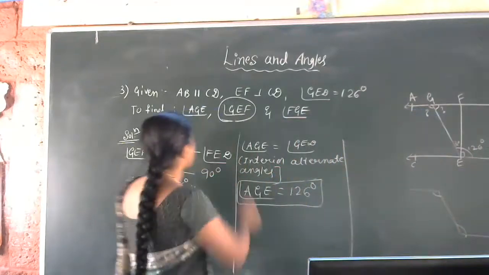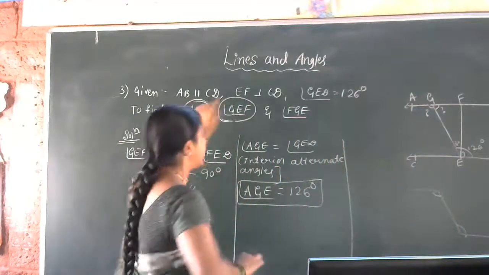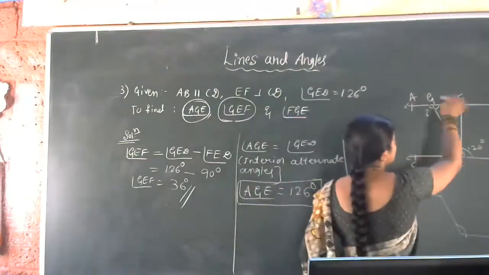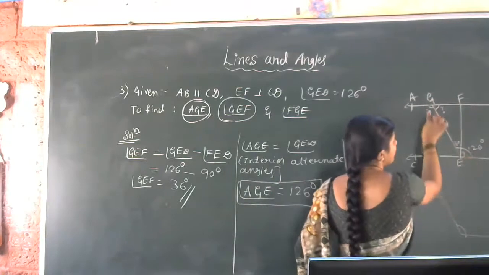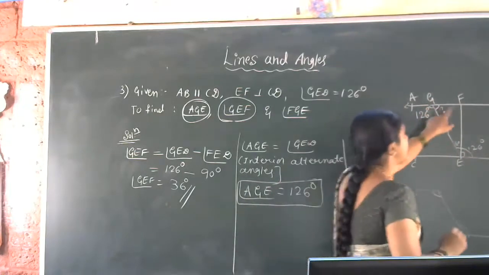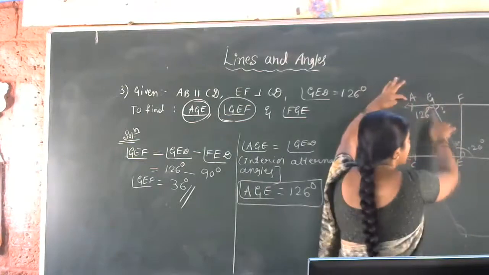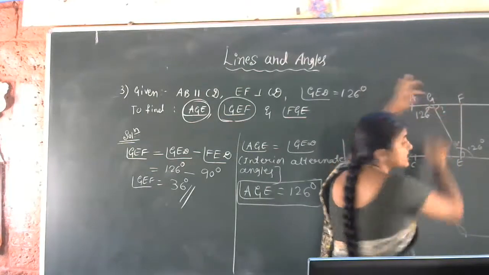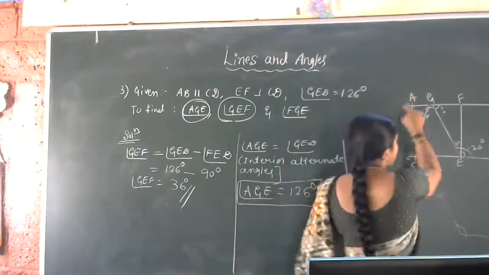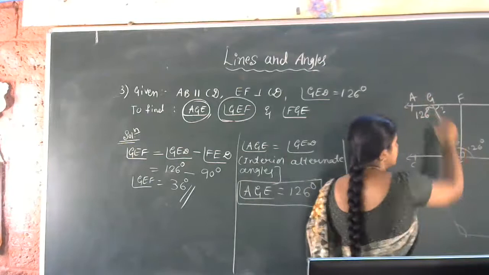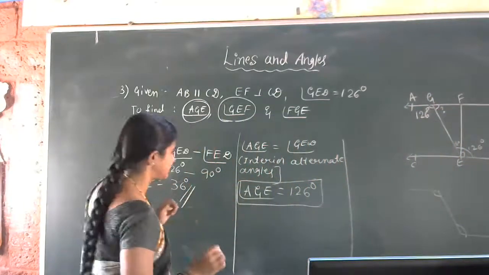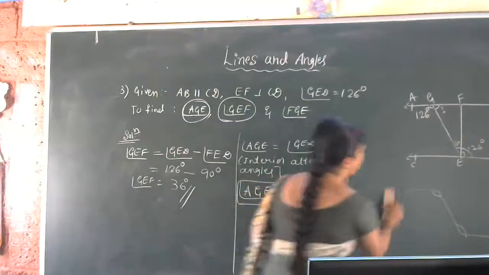Now the last one. FGE we have to find out. We got this measurement as 126. How can we find FGE? Are you observing these two angles? What do they form? Yes, very good, a linear pair. AGE plus FGE is equal to 180, students. So we will work out the problem here.